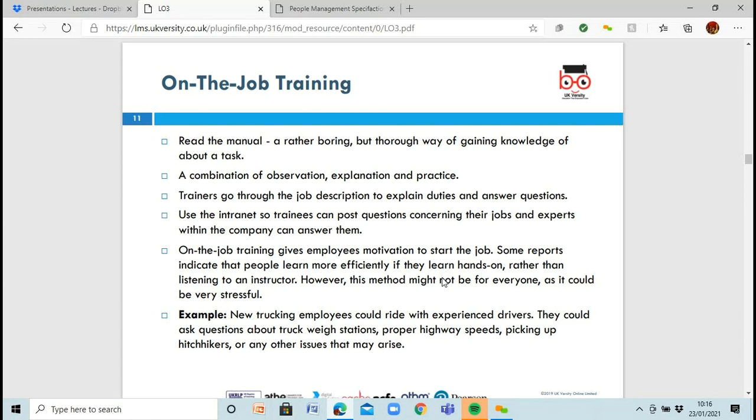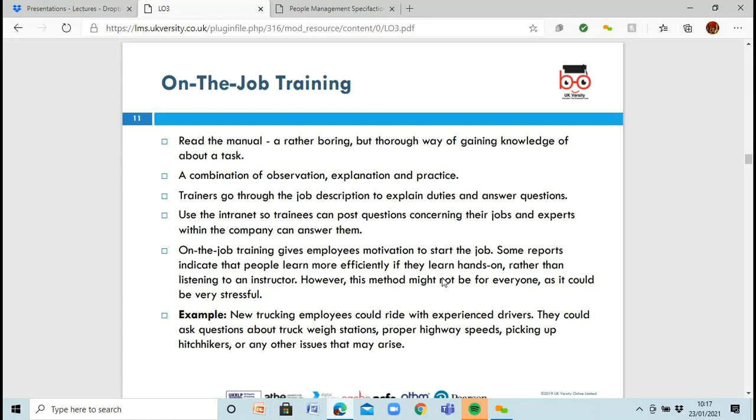You can actually do it through observation, so where you're shadowing someone, you're observing what they're doing, you're able to get explanations and you're able to practice what you're trying to go for. And then trainers will actually go through the job description with you and then explain the duties and answer your questions, so face to face. You can actually use the intranet so that any trainees that you have can post questions and then you're able to have them answered by experts.